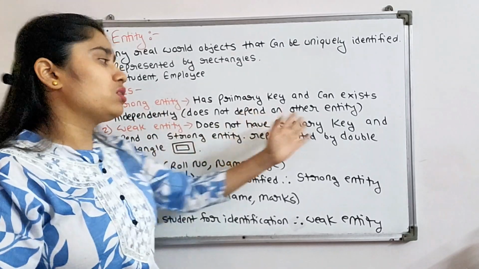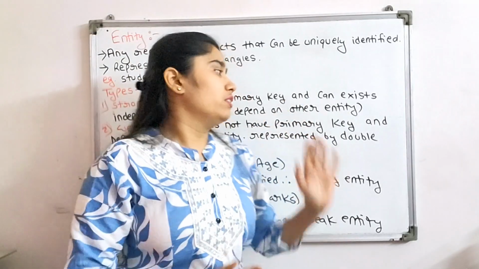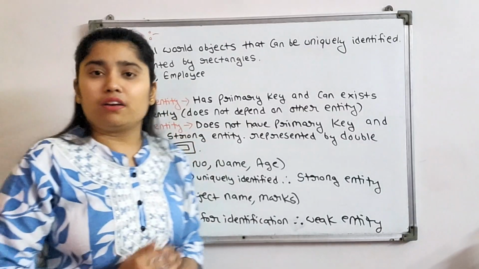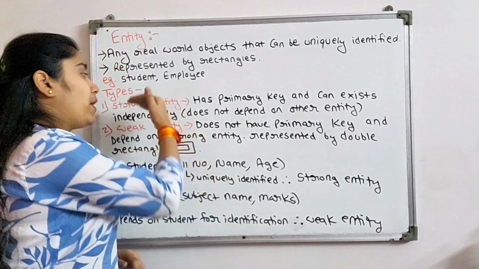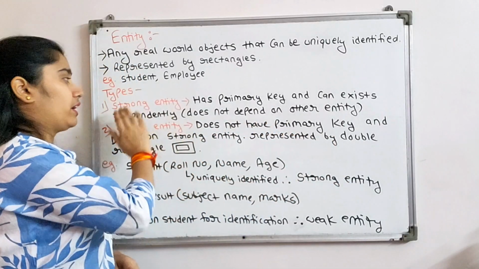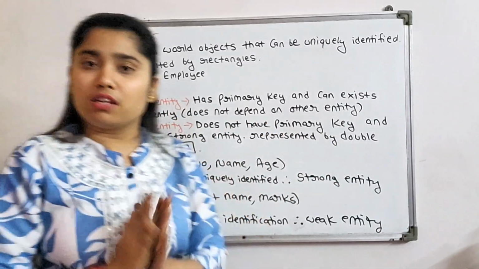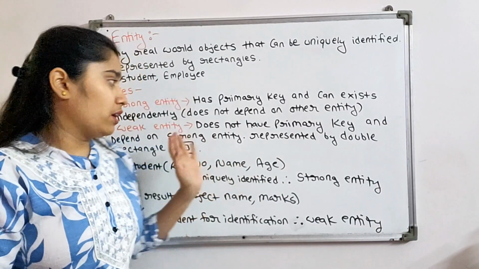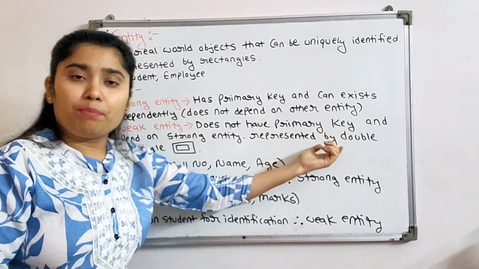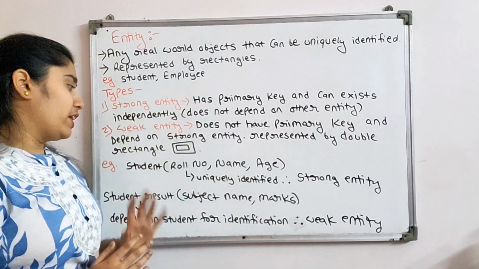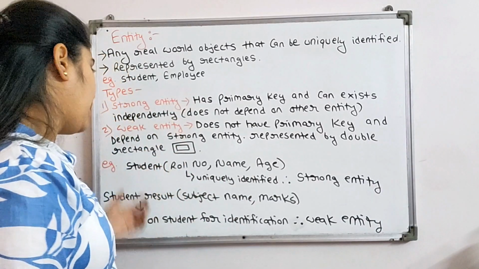A weak entity does not have a primary key, and it depends on the strong entity. It is represented by the double rectangle. A strong entity is represented by the single rectangle and the weak entity is represented by the double rectangle. It does not have a primary key and it depends on the strong entity. So this is our weak entity.